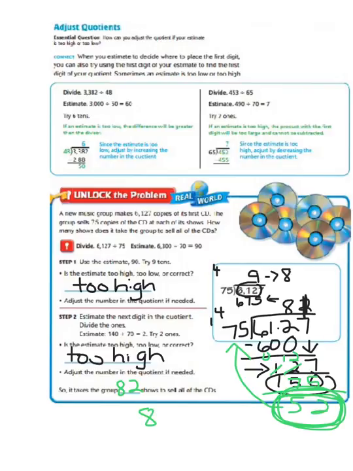So 81 shows plus the extra show needed to get rid of our remainder equals 82.